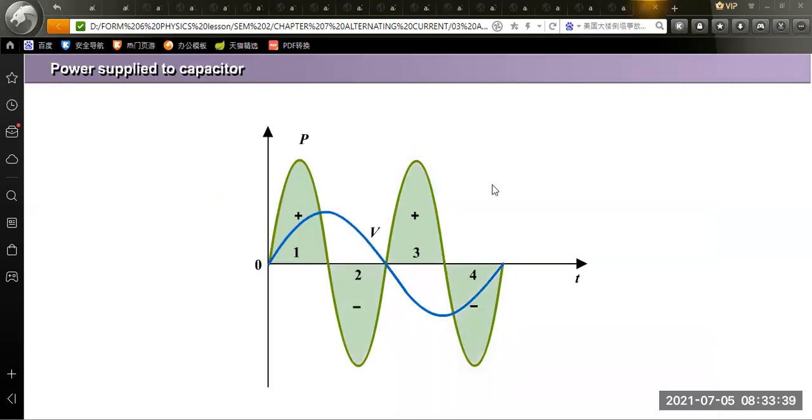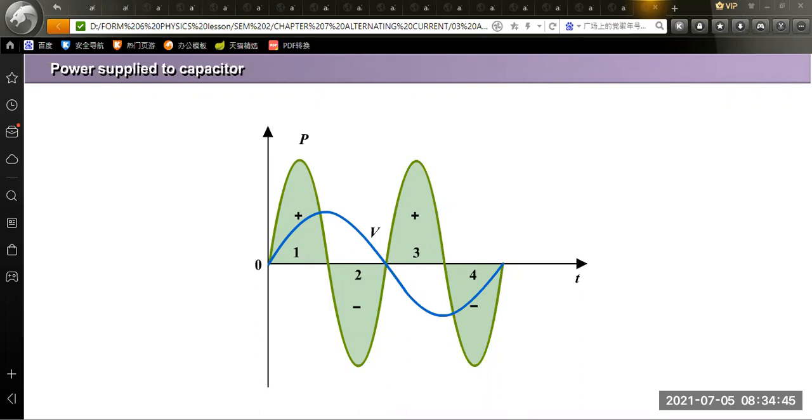Now, what is the meaning of the area under the graph of the power? Here, P will be positive, negative, positive, negative. So from here, P positive, P negative. That means the area is the power supplied to the capacitor. Let's say left side positive, right side negative. And negative means that it is still the same power supply, but in the opposite direction, opposite terminal. The terminals exchange each other.